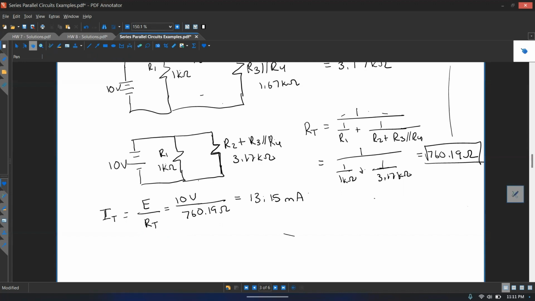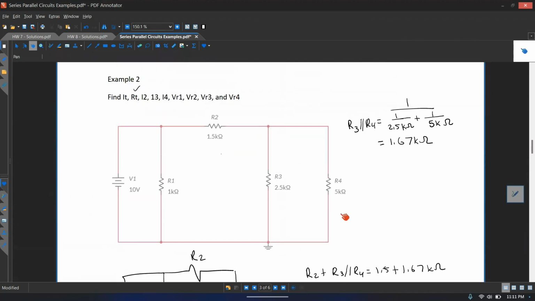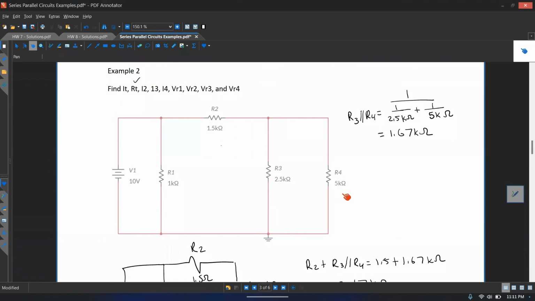All right, so we found R total, and we just found I total. So I total right here, which is 13.15 milliamps, comes to this point right here. Some of it goes down, which is I1, and some of it goes this way, which is I2.